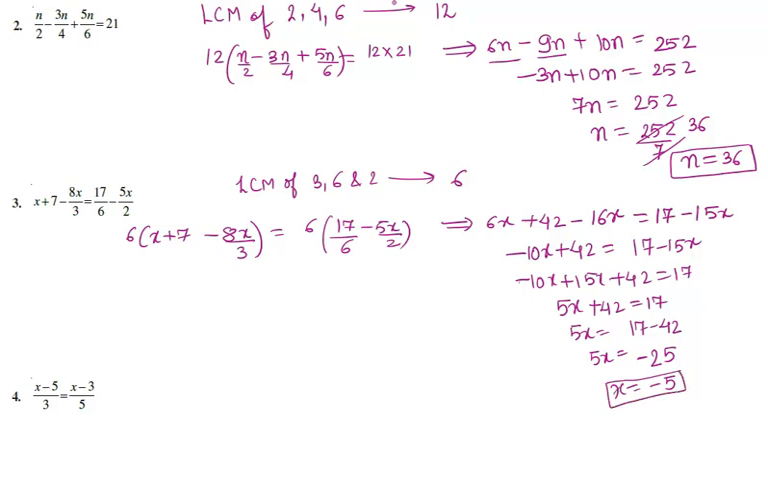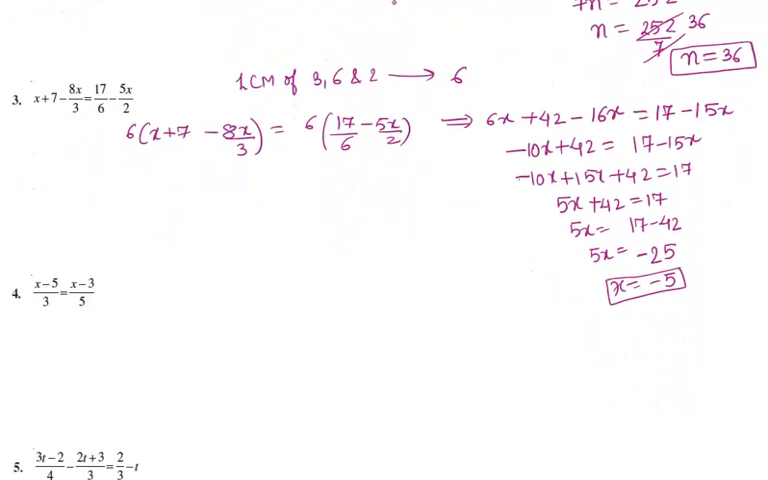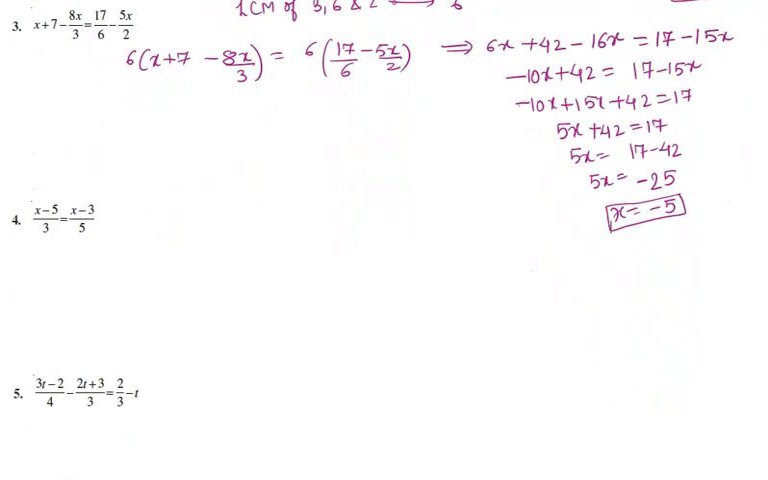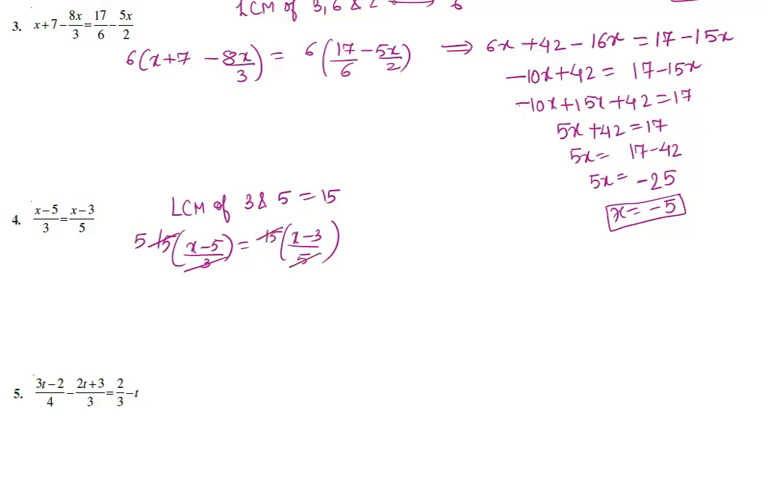Alright, let's come to the next question, question number 4. Again, let's multiply with the LCM on both the sides. So the LCM of 3 and 5 will be 15. So let's multiply. So 15 times (x minus 5)/3 equals 15 times (x minus 3)/5. Now this 3 will get reduced and similarly 5 will get reduced on the right.